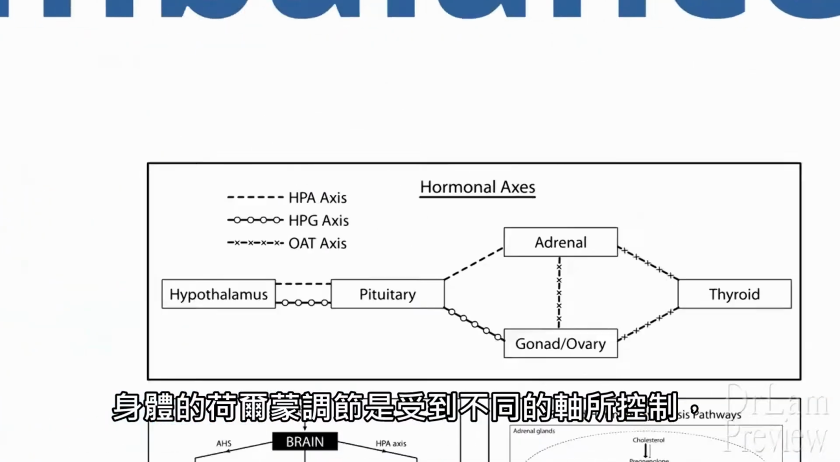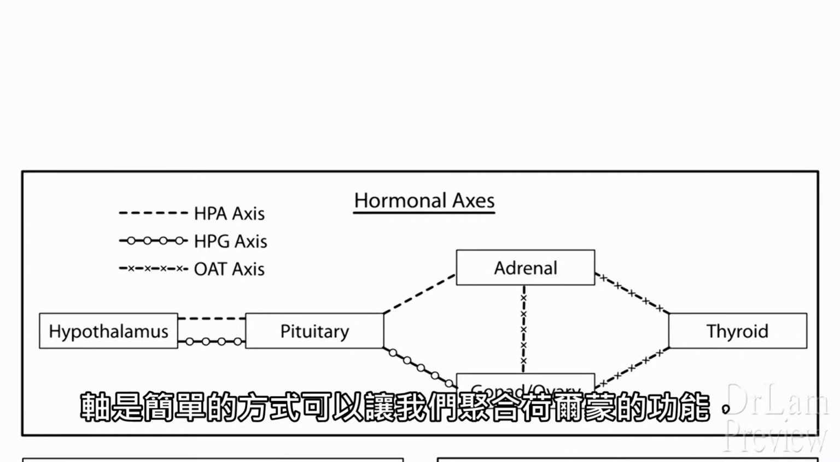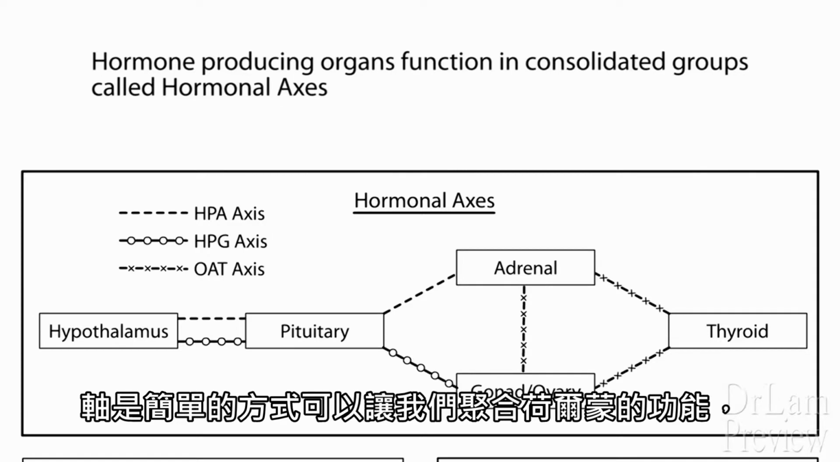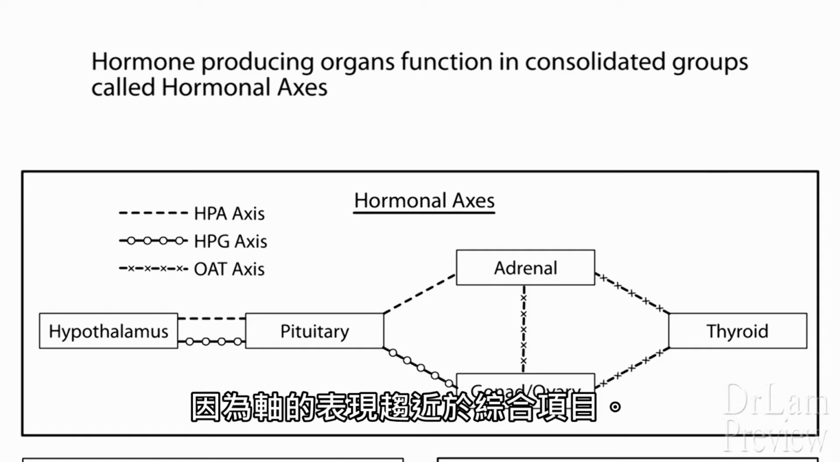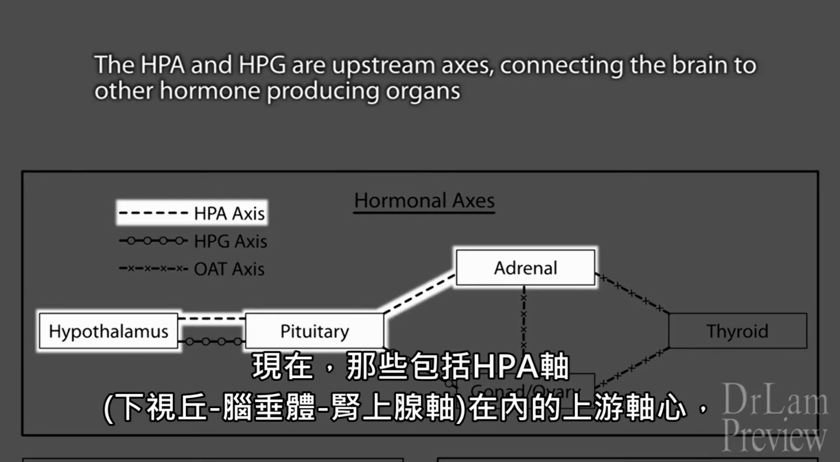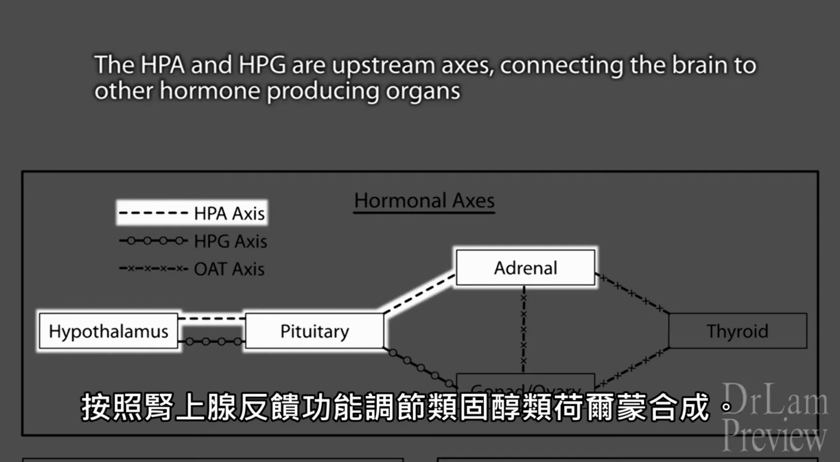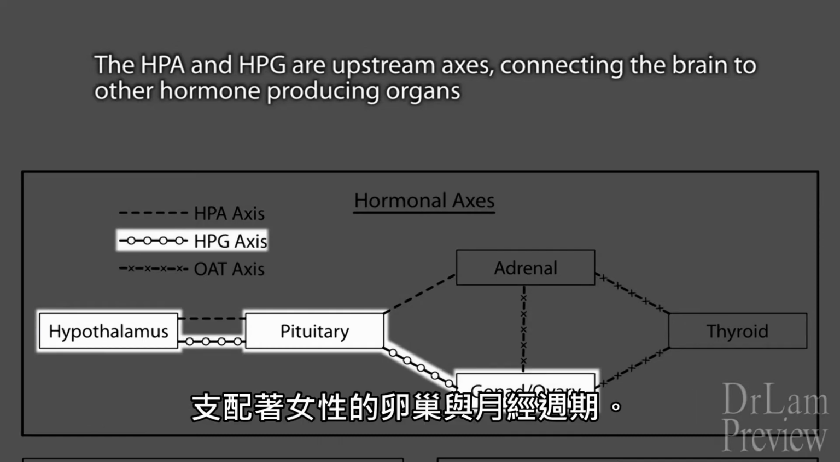Now remember that the body's hormonal modulation is controlled by different axes. And axes are simply a way for us to group the function of the hormones from various glands into one single unit because they tend to behave as a consolidated item. Now, there are upstream axes, which include the HPA axis, hypothalamic pituitary adrenal axis, that modulate the adrenal cortex function in terms of steroidal hormone synthesis. There's also the HPG, or the hypothalamic pituitary gonadal hormonal axis, which governs the female's ovarian and menstrual cycle.